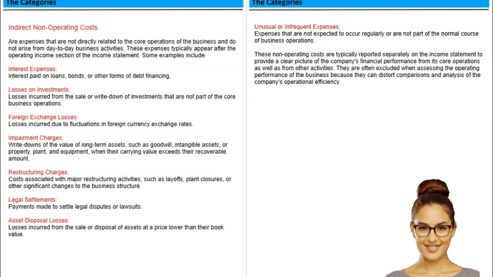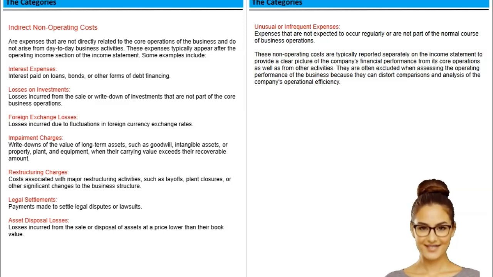For example, a construction company may face extensive damage to its outdoor machinery and equipment due to a natural disaster. Coming to restructuring charges. These are costs associated with major restructuring activities, such as layoffs, plant closures, or other significant changes to the business structure. So, a restructuring charge is a one-time expense that a company pays when reorganizing its operations.